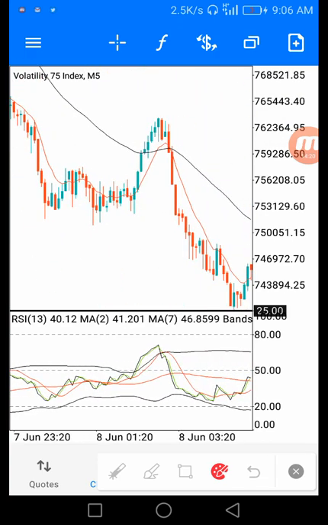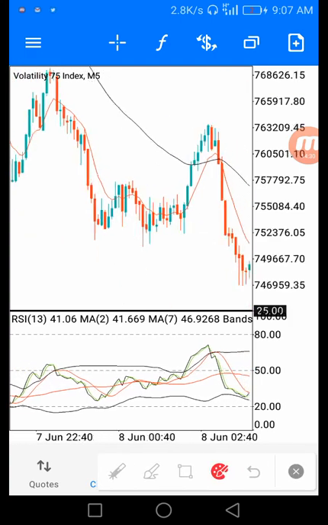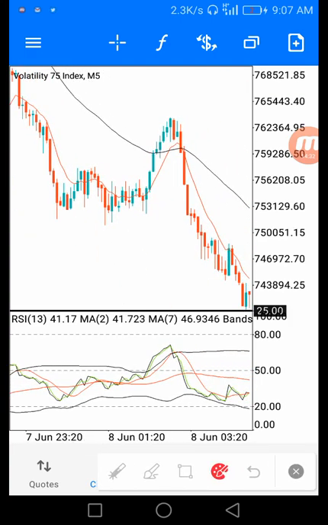And you want to see a crossover here, something like this. You want to see a crossover below the gold line. So if you are seeing a sell crossover when price is above the gold line, then that is very, very invalid. Don't enter that trade. This is another example here.